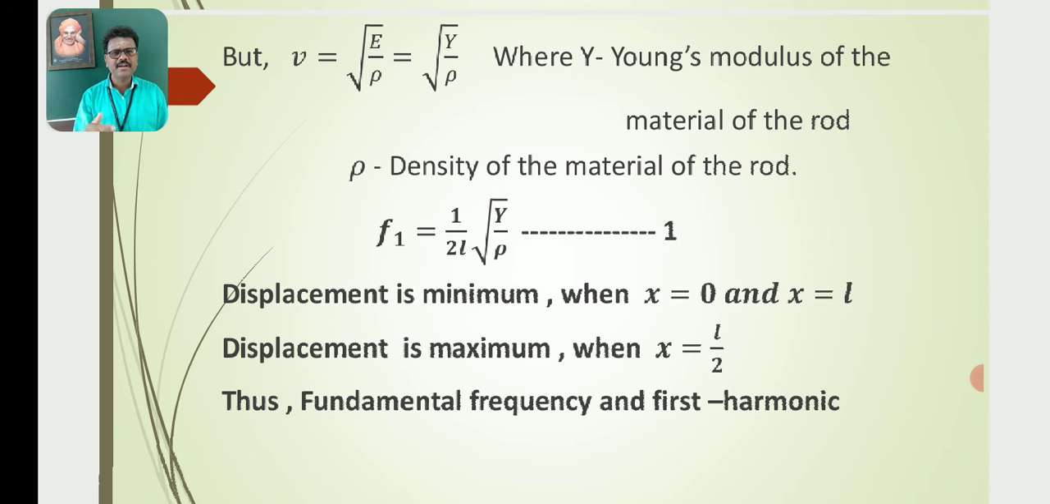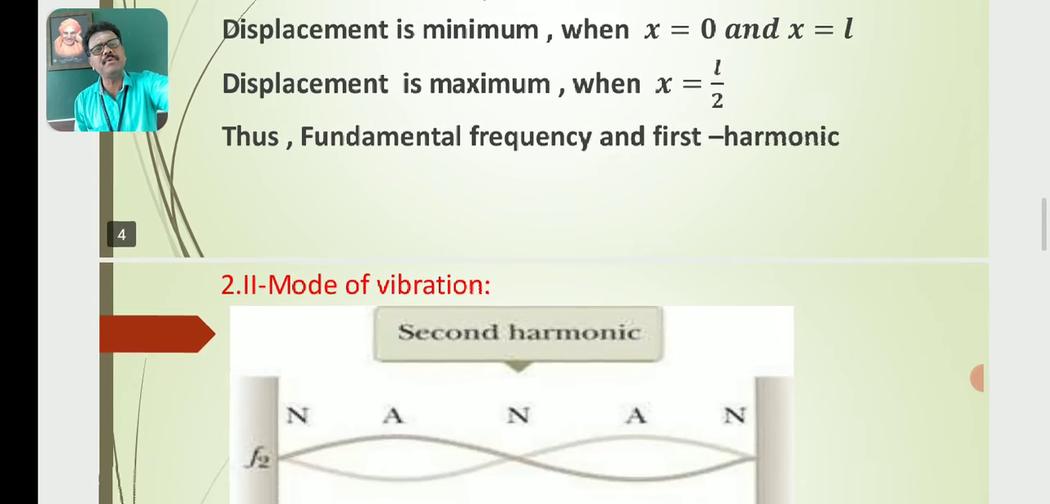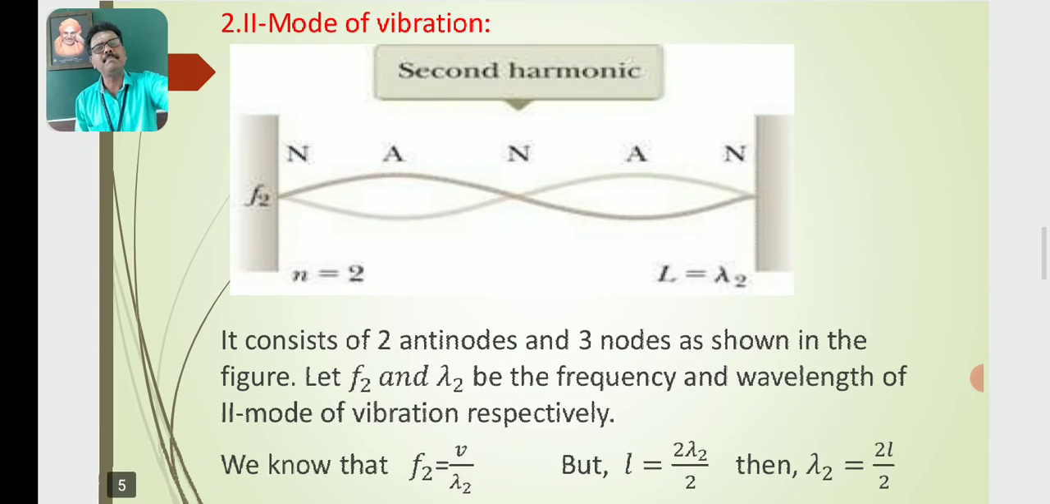In the case of a fixed rod, the nodes are formed when x is equal to 0 and x is equal to L, and the displacement is maximum when x is equal to L by 2. The antinode is formed when x is equal to L by 2, as shown in the diagram. This is the fundamental mode of vibration, or first mode of vibration.